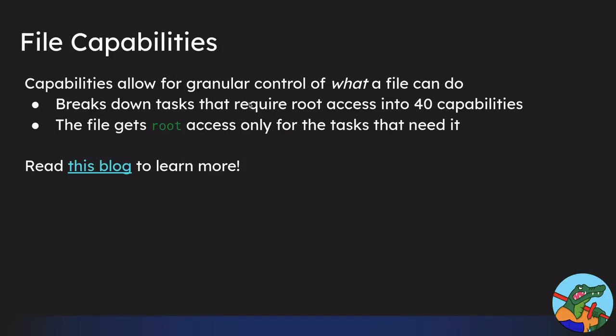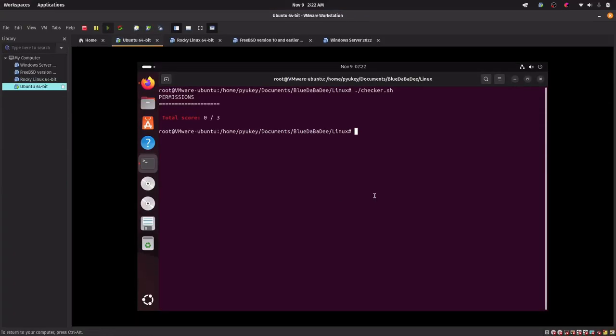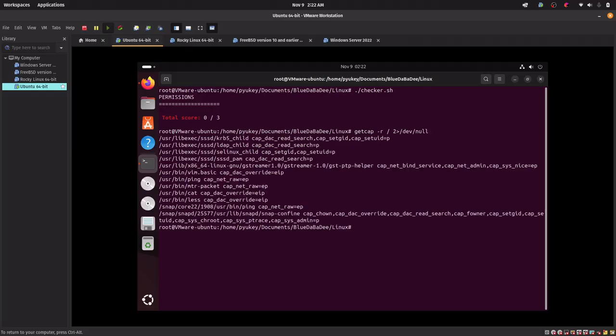So we have this getcap -r. So let's do getcap -r on the root directory and pipe our errors to /dev/null so we don't see any error messages. Oh wow, we see we already start getting stuff. So here this output tells us the file that was found and specifically what capabilities it has.